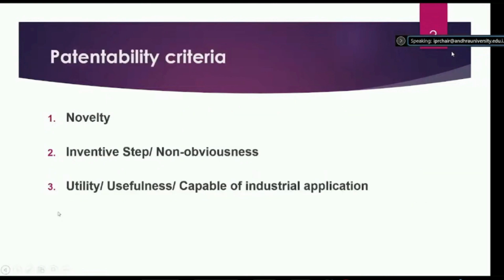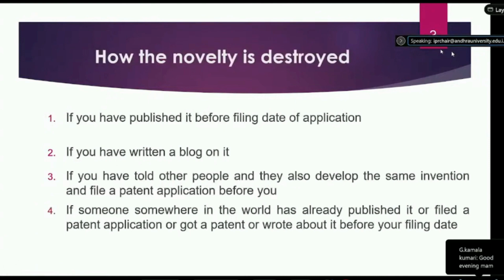So here I told you the first criteria is novelty, right? That means new. So how can the novelty be destroyed in your patent application? First of all, if you have published, I mean a journal publication. If anybody doing some research work in your department has sent something for journal publication and says that they have got a paper, you are not supposed to have published before you send the same thing for patent application. You are going to file the patent application first, then you publish it.